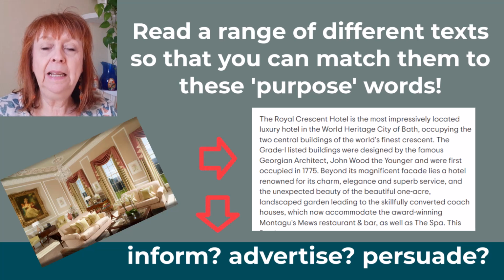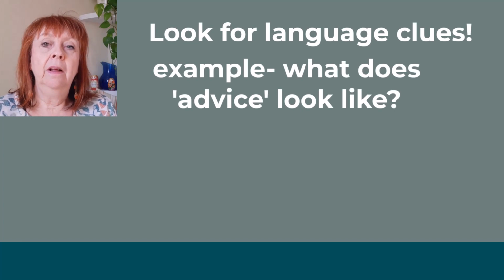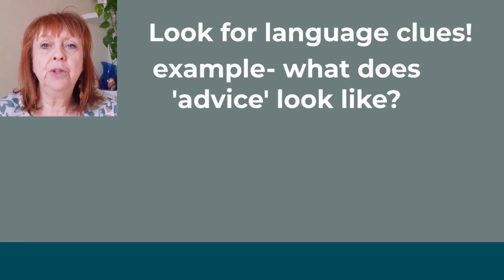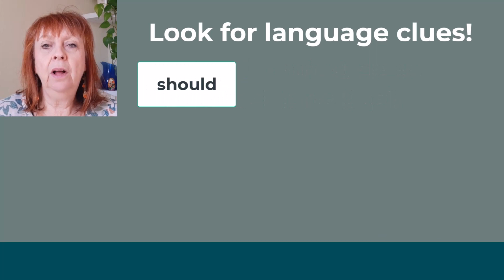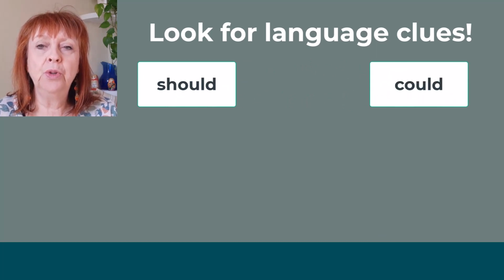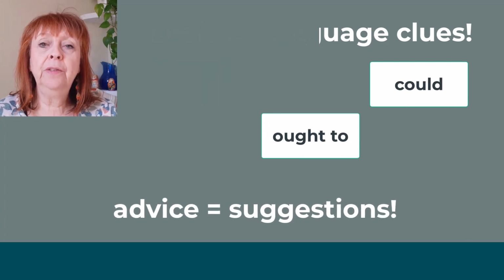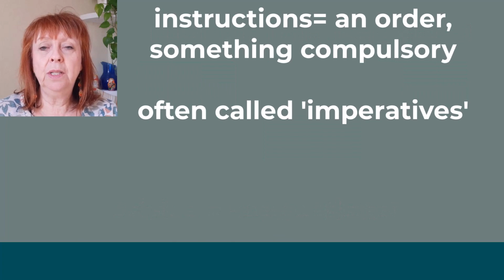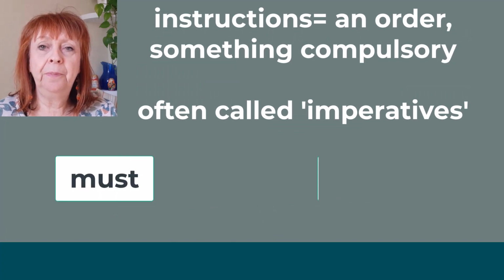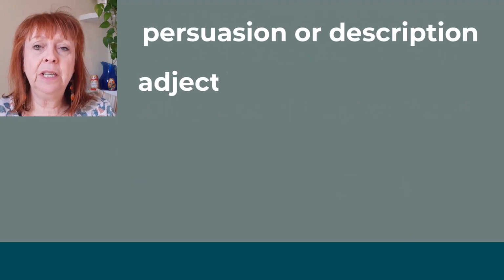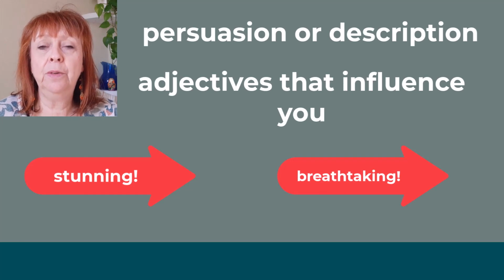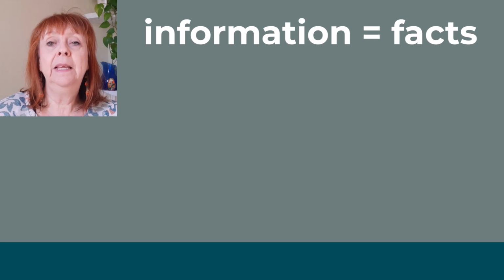Clues can be in the language. For example, if it's advice, a text with advice often features words such as should or other modals such as could or ought to, because it makes suggestions. Instructions can often feature imperatives or the words must or have to. Persuasive and descriptive language may feature lots of adjectives or positive accounts to influence you, whereas straight presentations of facts are likely to be information.